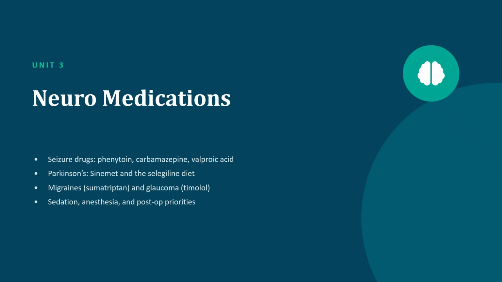Okay, so the last unit is neuro medications. Seizure medications make up a large portion. So there are three themes that run through: recognizing toxicity, teaching that therapy is lifelong, and identifying which symptoms require immediate action.